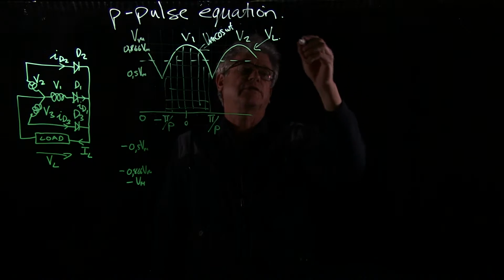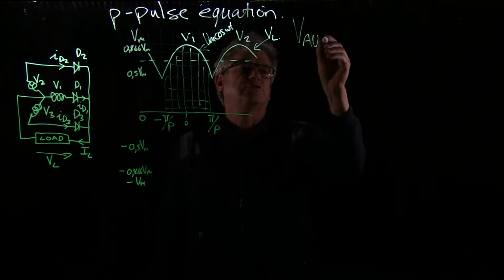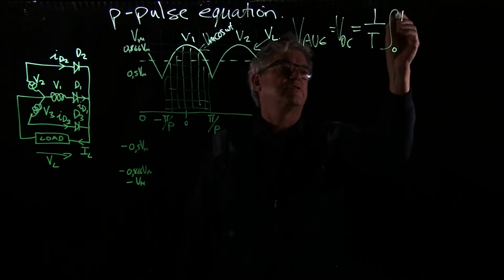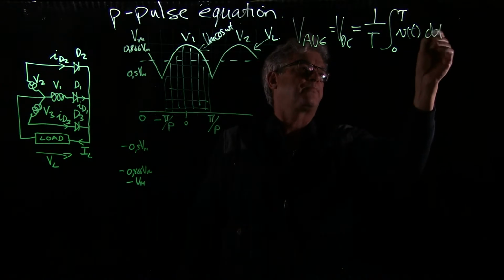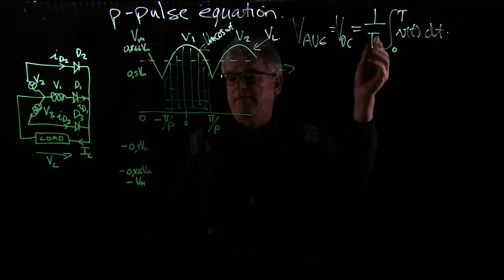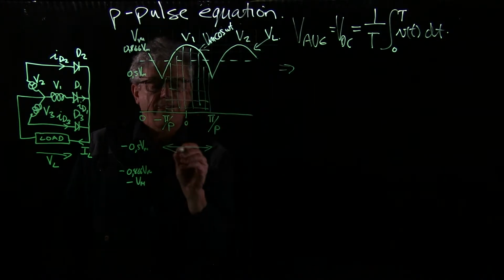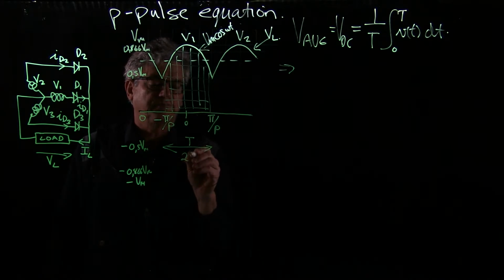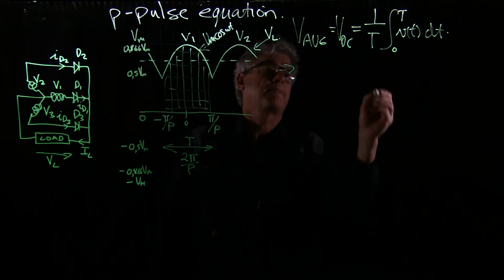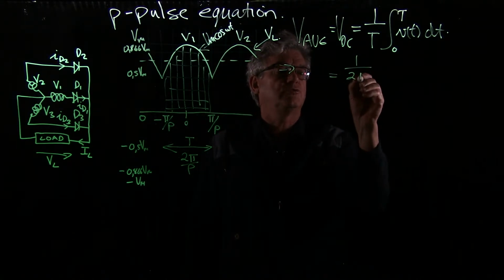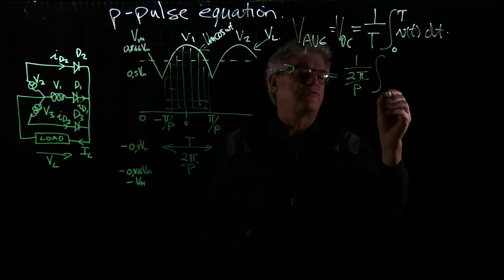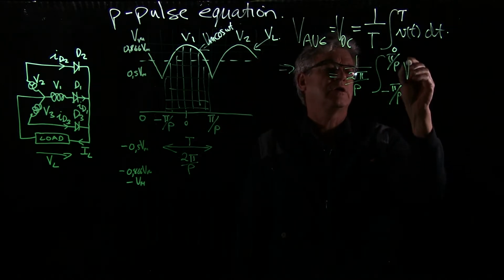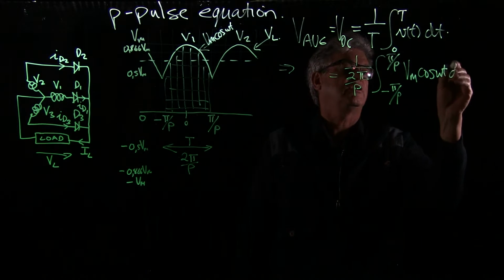So the scientific definition of V average, which is VDC, is equal to 1 over T of the integral between 0 and T of Vt dt. And therefore, the period now is here, and T is equal to pi over P minus minus pi over P, which gives us 2 pi over P. And therefore, it is 1 over 2 pi over P, and the integral is from minus pi over P to pi over P, and it is V max cos omega t d omega t.